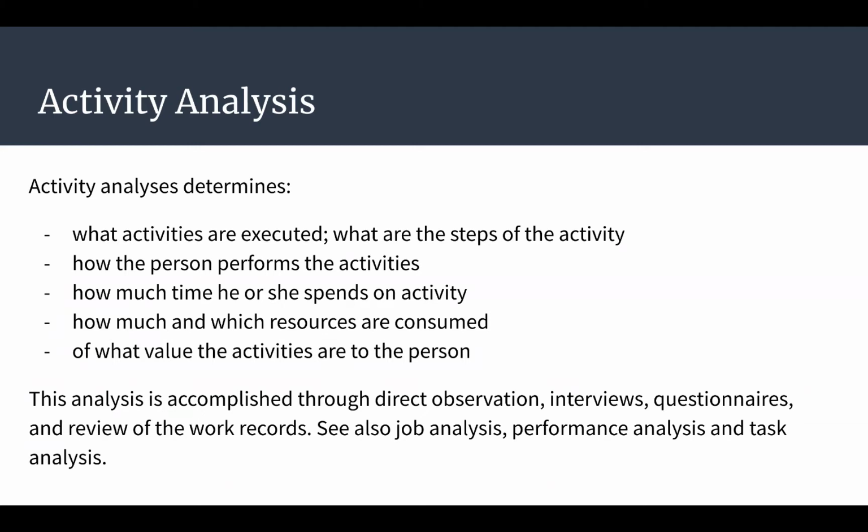So this analysis is accomplished through direct observation. This is how we watch and see how the individual performs it. We can also get information from an interview, from a person completing a questionnaire, and in review of an individual's work records, or even a progress report to see how they've actually completed the task. You can see job analysis, performance analysis, and task analysis are all used interchangeably, if you'd like to say. But we're going to be using the term activity analysis for this class.